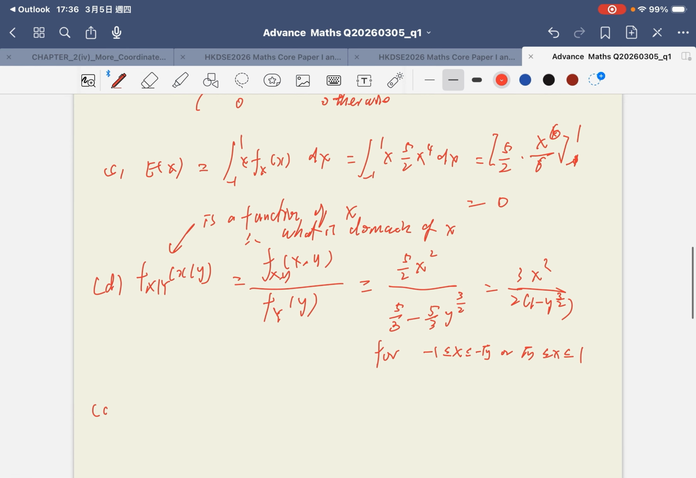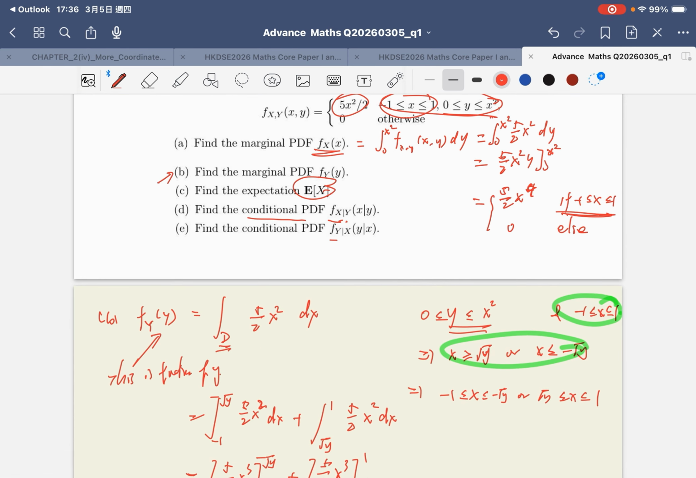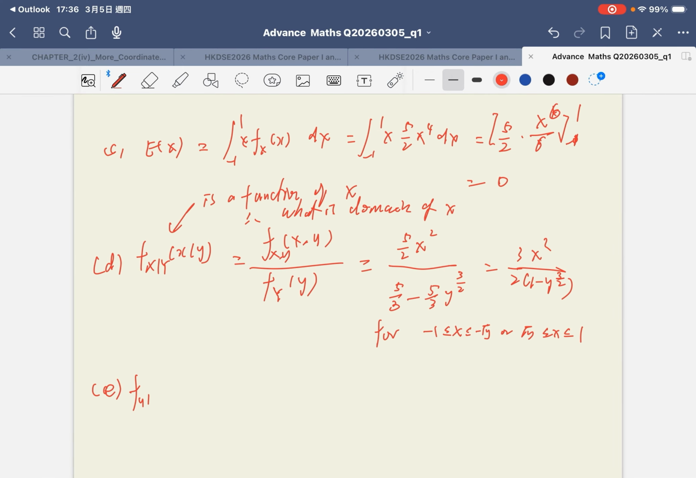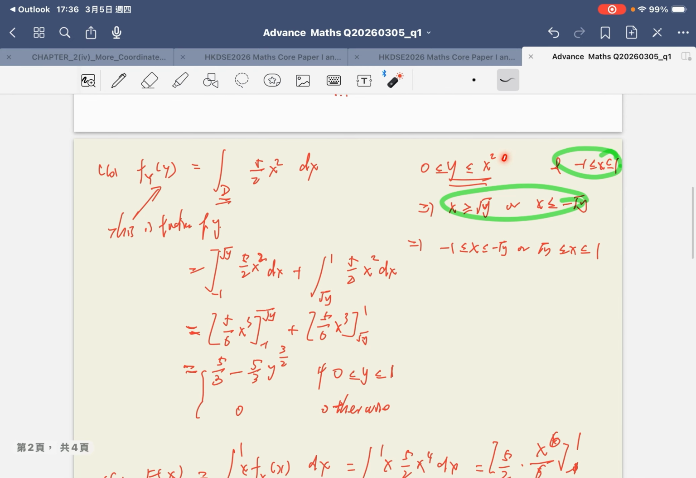Okay, for E, the final part, the conditional function of y given x. It is a function of y. Therefore, you have to mention the domain of y. The domain of y is easy. Not this one, but this one. Not this one, because it is the marginal function. The overall should be here, the domain.